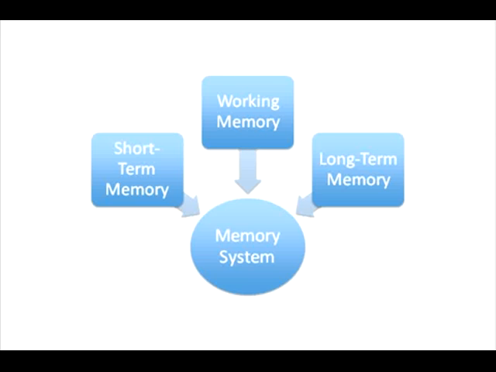So as I said earlier, we have a memory system, and that memory system is composed of 3 types of memory: short-term memory, working memory, and long-term memory. We will concentrate on working memory, although we'll be talking about short-term memory and long-term memory, because although they are individual types of memory, they work together. And working memory is the mediator between short and long-term memory in certain tasks.